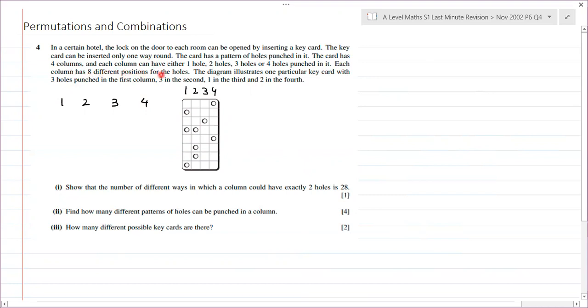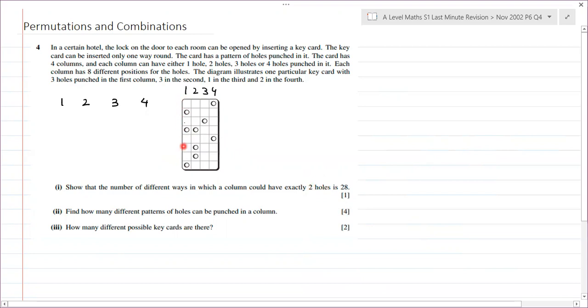Each column has eight different positions for holes. The diagram illustrates one particular key card with three holes punched on the first column, three in the second, one in the third, and two in the fourth. So we can see there are three over here, one in the third one, and two in the fourth one. So that's one particular key card that we have. Show that the number of different ways in which a column could have exactly two holes is 28.